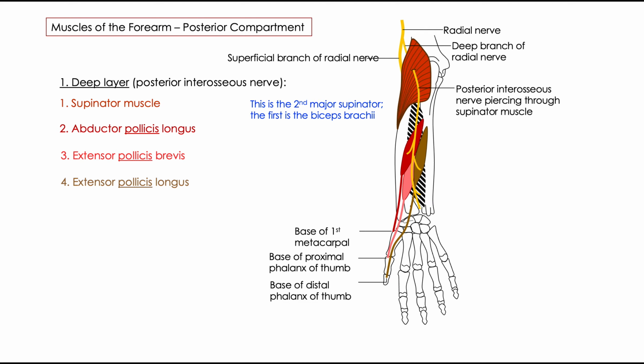So now how do we identify these muscles? The abductor pollicis longus is attached to the base of my first metacarpal. The extensor pollicis brevis is attached on the base of my proximal phalanx, and the extensor pollicis longus is attached at the base of my distal phalanx. We don't have a middle phalanx in the first digit.